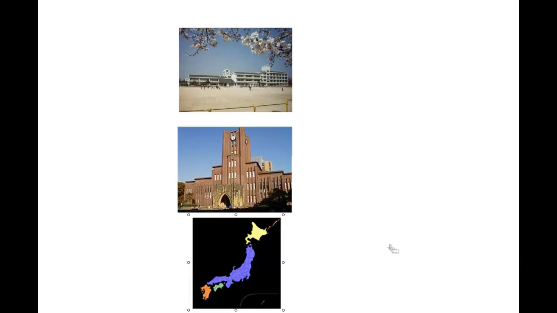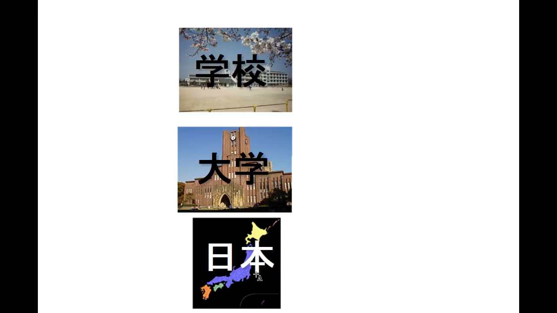Okay, we have three locations and we're going to use them to make a sentence. The top one, well, that's a picture of a school. That's gakko, gakko. The second one under here, that's a picture of a university. Daigaku, daigaku. Finally down here, we've got a picture of Japan. Nihon, Nihon.